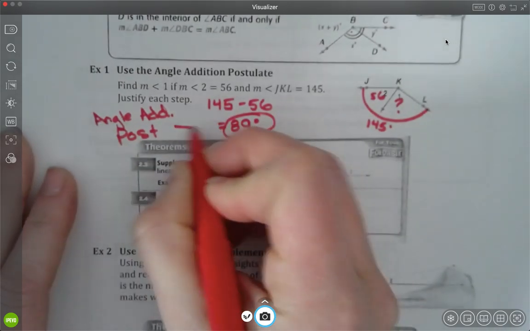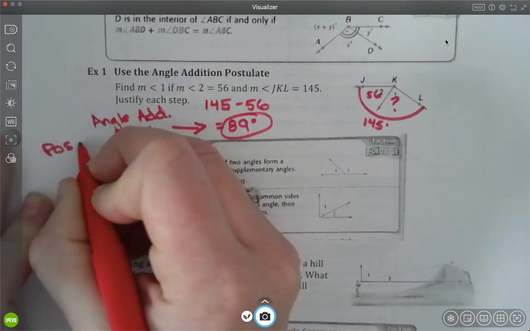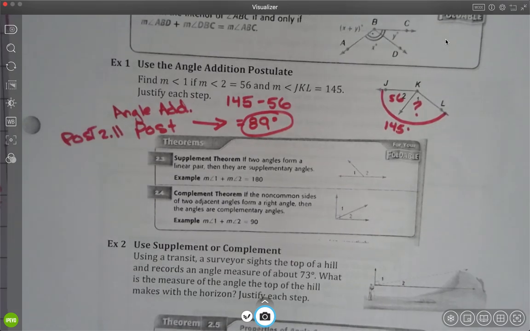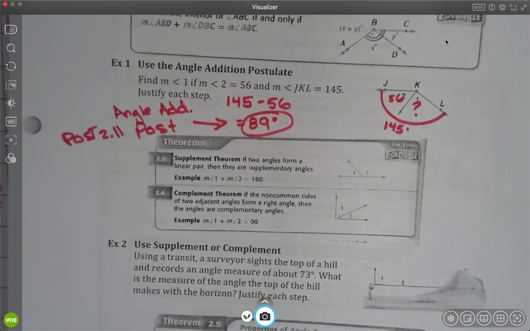The angle addition postulate, or postulate 211, allows me to do that. What I just did. Right? Okay, now next.